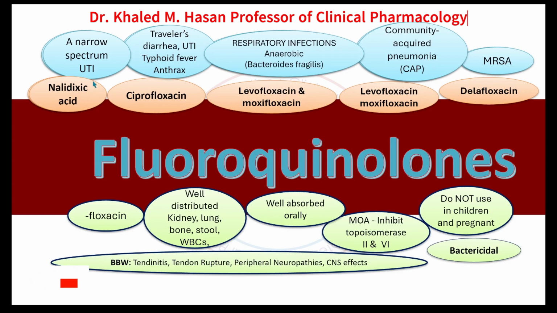As you can see, nalidixic acid, a first generation fluoroquinolone, is considered a narrow spectrum antibiotic used for urinary tract infections, followed by ciprofloxacin. The antibacterial spectrum increased, more effective than nalidixic acid. Ciprofloxacin is used for traveler's diarrhea, urinary tract infection, typhoid fever, anthrax.